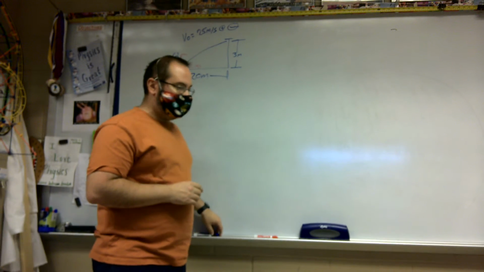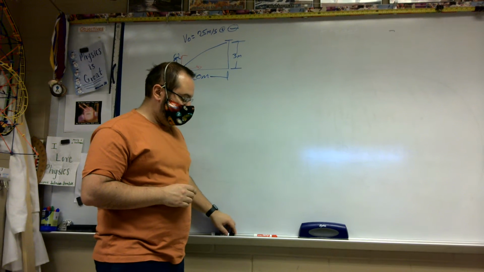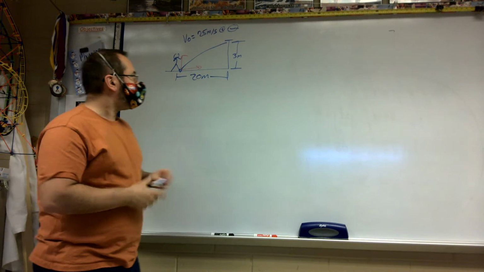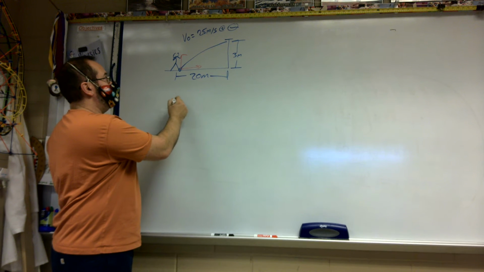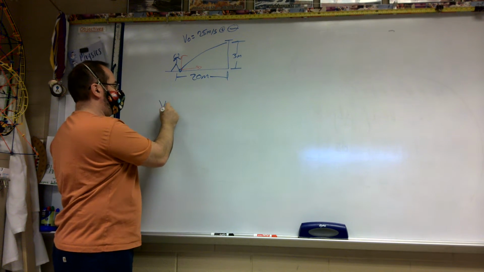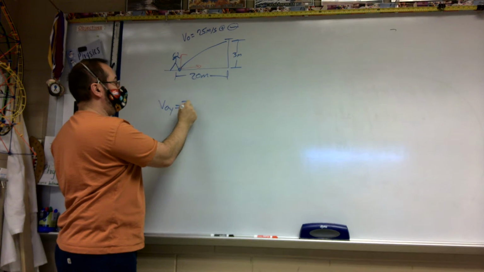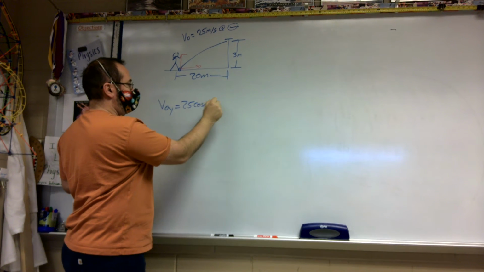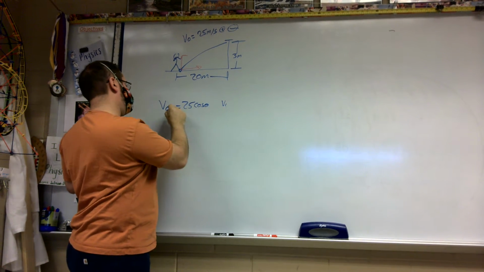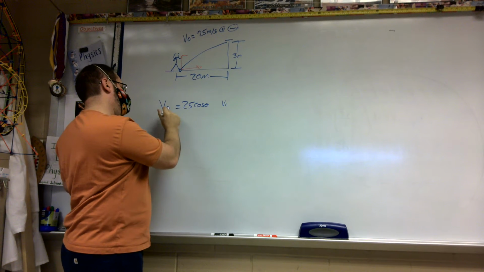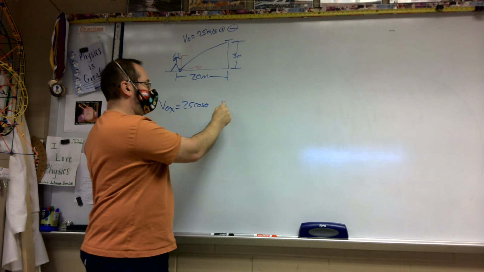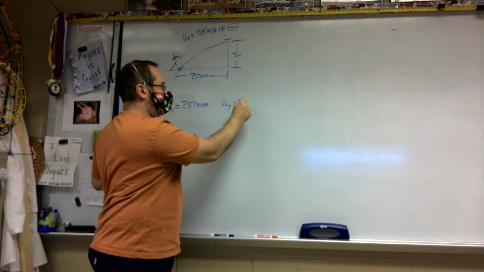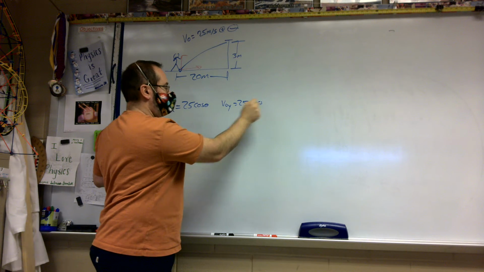And so we start this problem. This problem's going to get a little complex on us. We start by making our data table. V initial x is 25 cosine theta. V initial y is 25 sine theta.